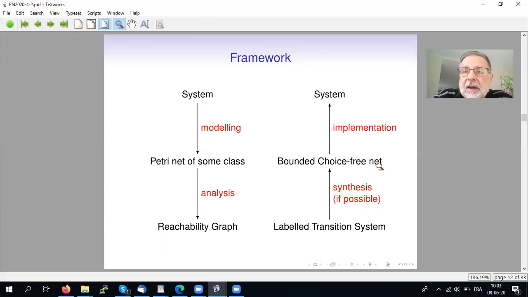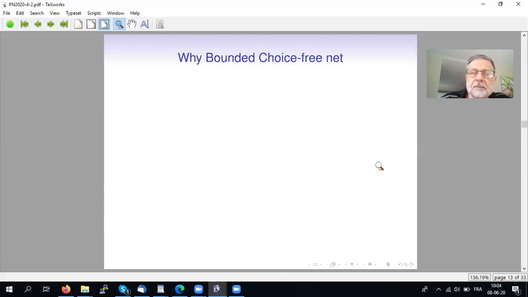But when I explain that to some colleagues, very often they ask me why I'm so interested in this specific class of nets, because this reduces the expressivity of the general class of PT nets, for instance. And in fact, there are three points where this choice has an important impact. The first one, and for me maybe the most important one, is the implementation issue.